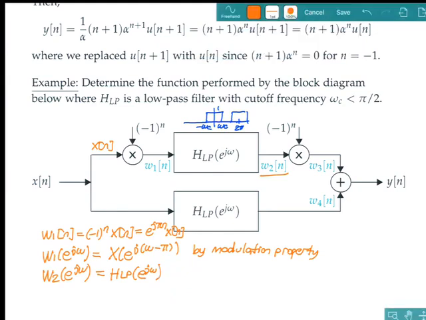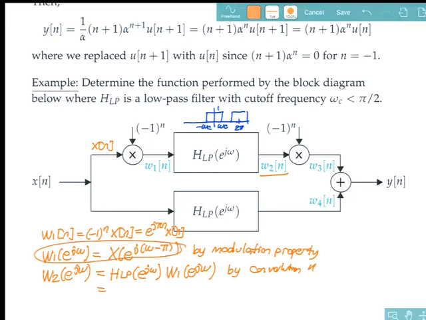Okay, times W1 e to the j omega by the convolution property, and W1 I know is equal to this term. So you take this, substitute it here, so you get HLP e to the j omega times x e to the j omega minus pi.